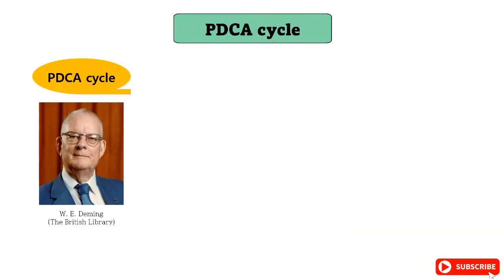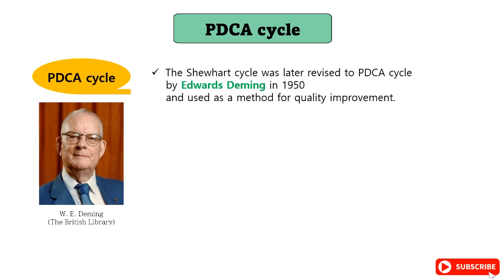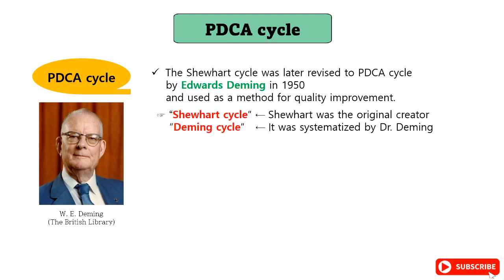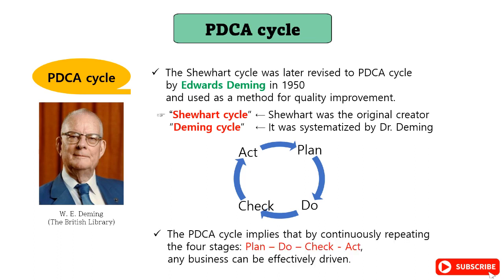The Schuhart cycle was later revised to the PDCA cycle by Edwards Deming in 1950 and used as a method for quality improvement. Currently, the PDCA cycle is widely used as a common management technique. It is sometimes referred to as the Schuhart cycle, as Schuhart was the original creator, or as the Deming cycle, as it was systematized by Dr. Deming. The PDCA cycle implies that by continuously repeating the 4 stages Plan, Do, Check, and Act, any business can be effectively driven.